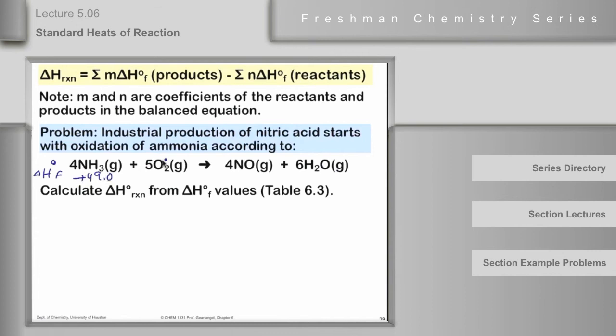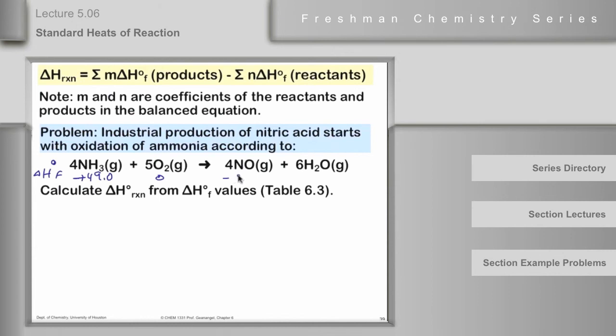These are all in kilojoules. Oxygen is the elemental form, so what's its delta H of formation? 0. Good. One person got it. Anyhow, elements have a delta H of formation of 0. NO, if I go and look that up in table 6.3, it's negative.